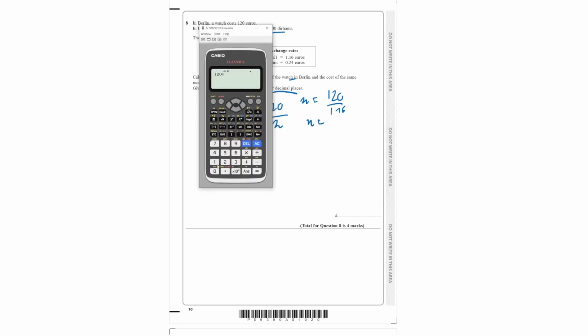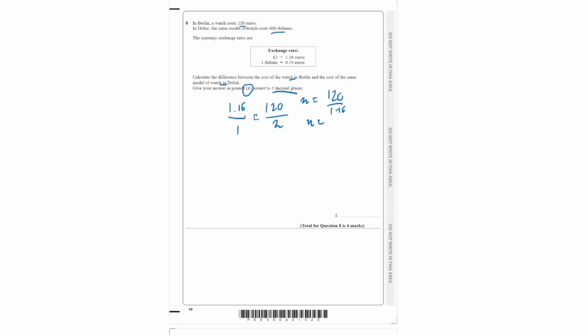120 divided by 1.16. That gives us 3,000 over 29. 3,000 over 29. Now, to find the watch price in dirhams to pounds, we have to first convert to euros. So we can write here 0.24 euros is to 1 dirham, and an unknown is to 600 dirhams. So we can simply multiply both sides by 600. That gives us x is equal to 600 times 0.24.